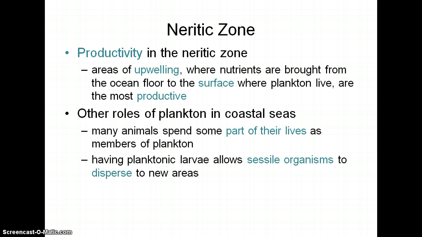Other roles of plankton in the coastal seas: you'll see that a lot of animals spend part of their life as plankton, as the zooplankton. So a lot of the plankton in the Neritic Zone are animals in the larval stage. And that's good because having that planktonic larva allows the sessile animals to disperse to different areas. So if sea stars have planktonic larvae, it allows the sea star babies to move away from their parents and spread out more.